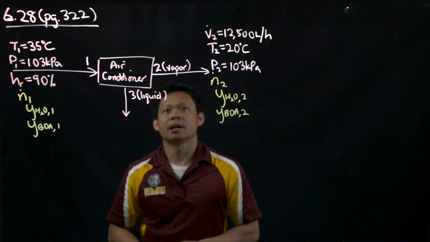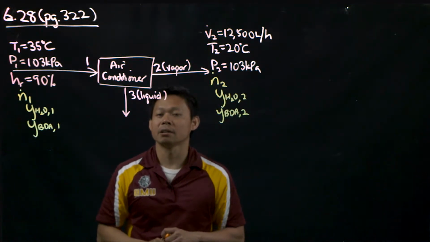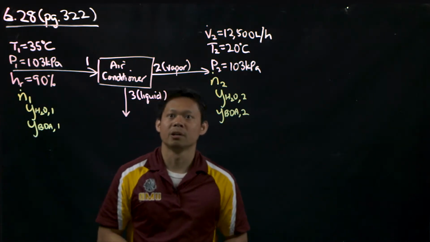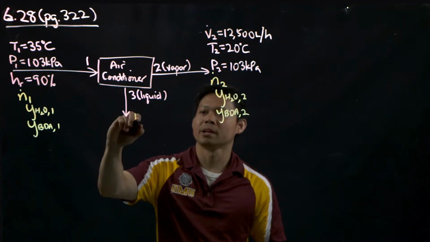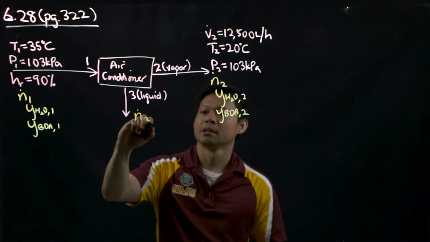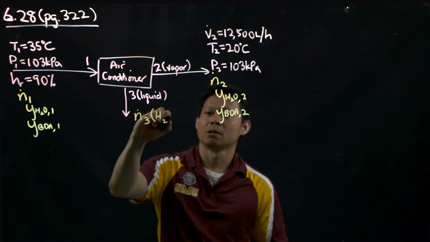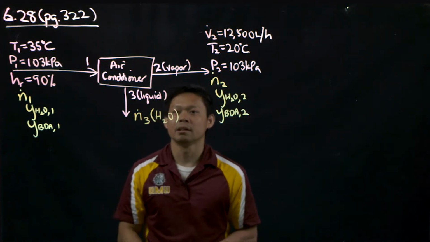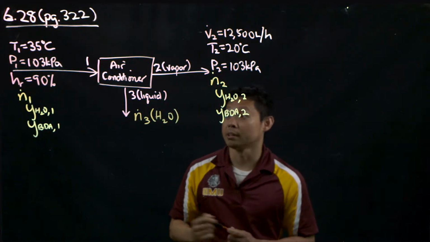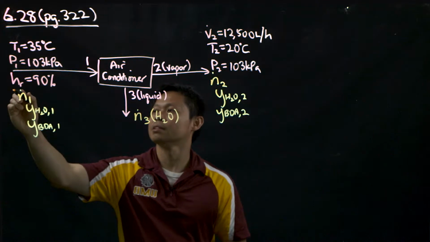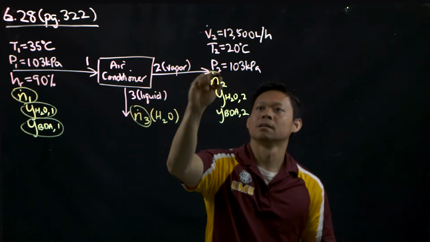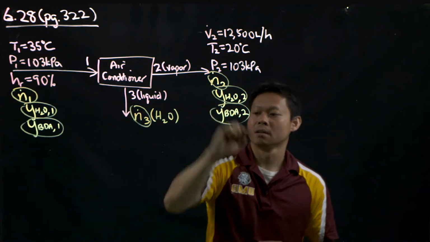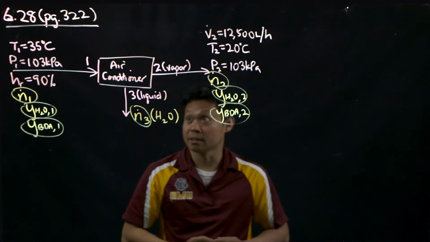Down here, in this case, under these conditions, our bone dry air is not condensable. So the only thing that condenses out here is our water vapor, or water. So we have an N3 down here. And this is all water. So we don't need any compositions right there. Okay, once we have this, let's circle our unknowns. And let's go ahead and try our degree of freedom analysis.